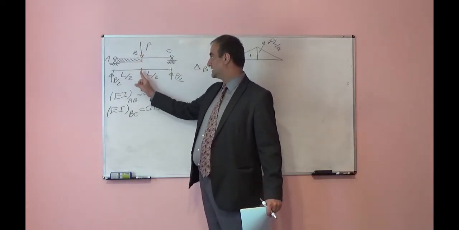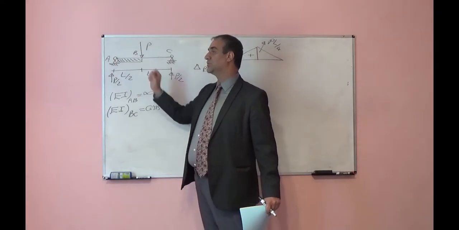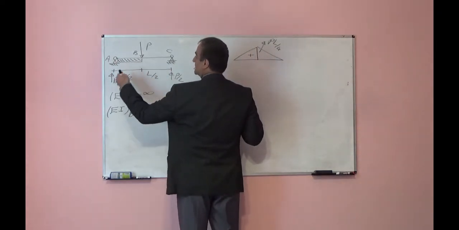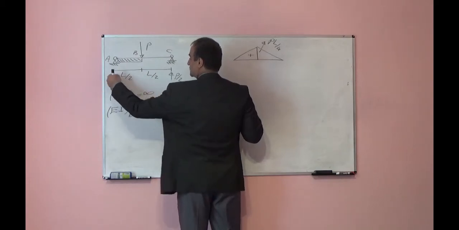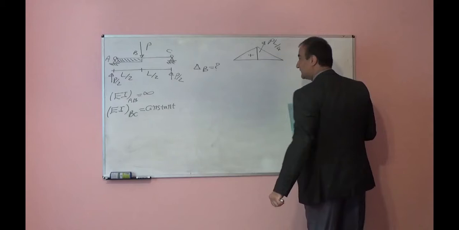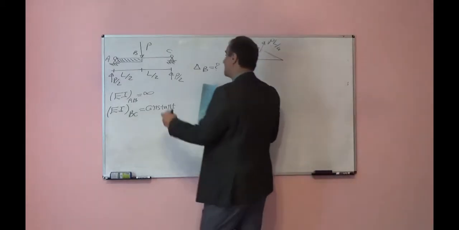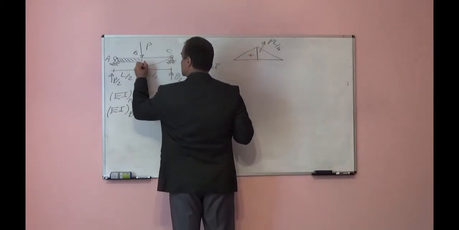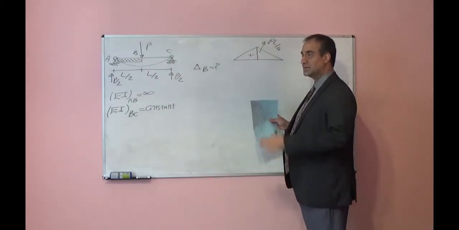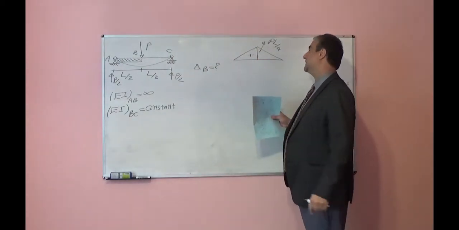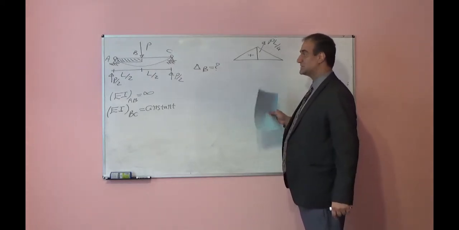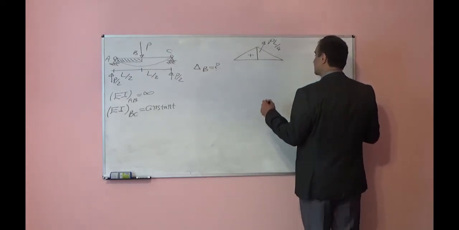Moment at mid-span: if I move from A to B side, just before B, what is the moment? Moment will be P over 2 times distance L over 2, which is PL over 4. Why is it positive? Because the beam deforms downward and underneath of the beam we have tension. Tension underneath of the beam means positive moment.